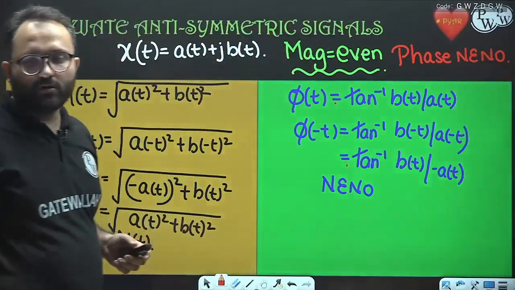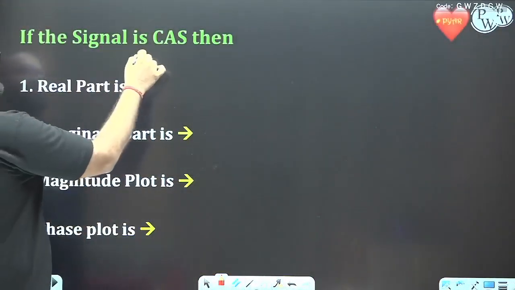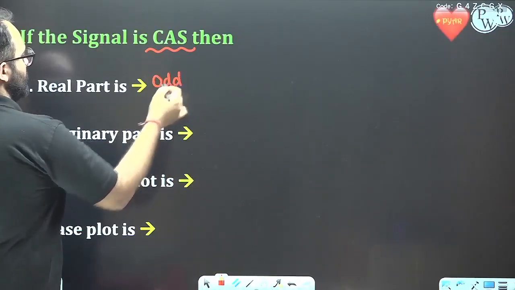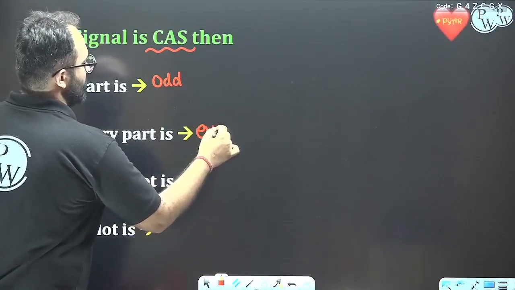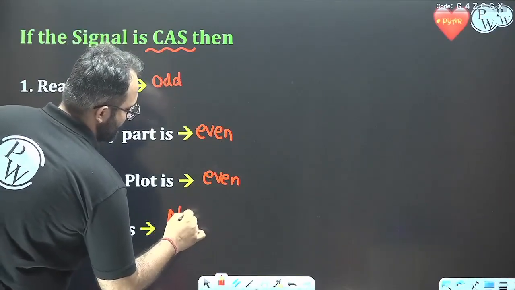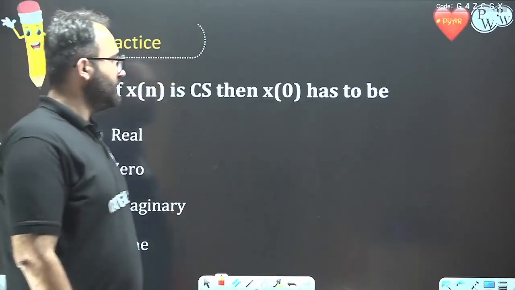Okay, so we can just quickly write for the conjugate anti-symmetric signal: real part is odd, imaginary part is even, magnitude is even, and phase is neither even nor odd.